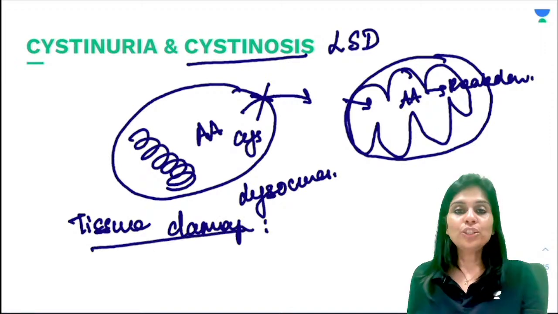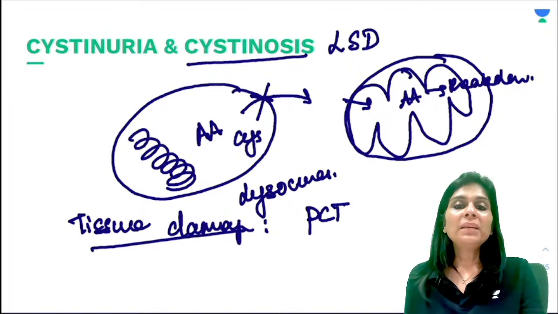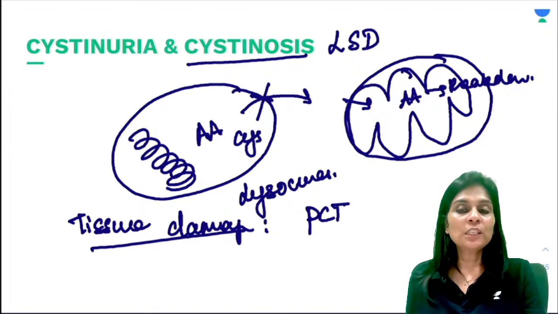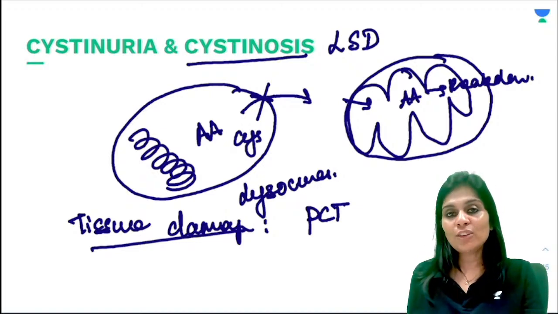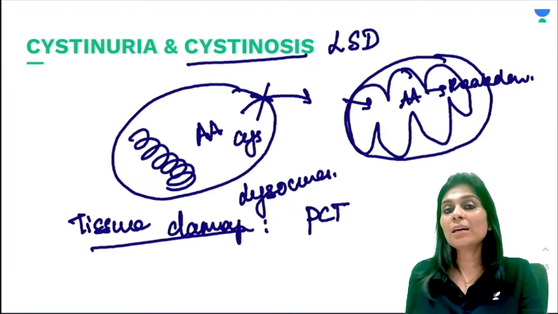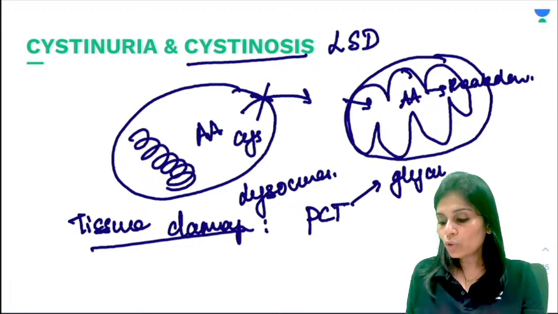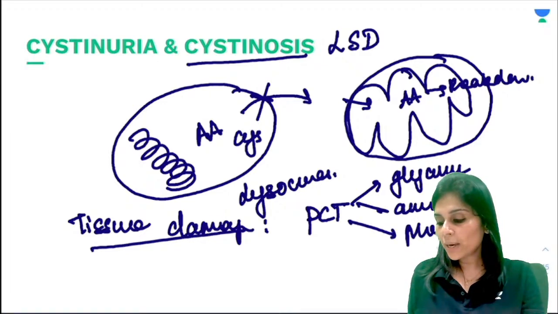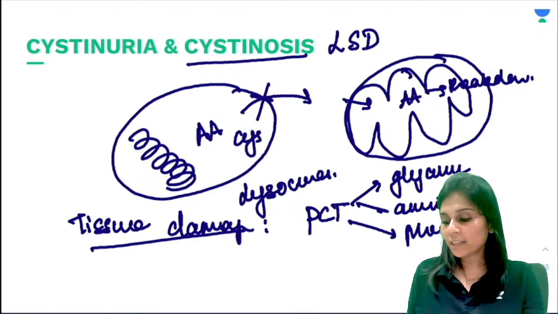And when local tissue damage happens in the proximal convoluted tubule, PCT is supposed to reabsorb 60 to 70% of all the solutes. So when PCT undergoes damage because of cystinosis, no solute will be reabsorbed. So what will it present as? It will cause glycosuria, aminoaciduria, phosphaturia, bicarbonaturia, polyuria, polydipsia.